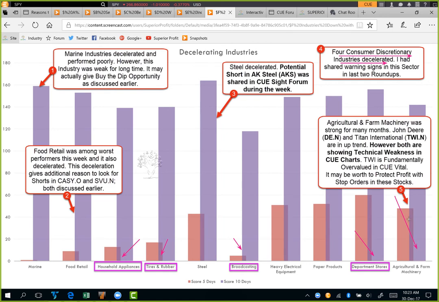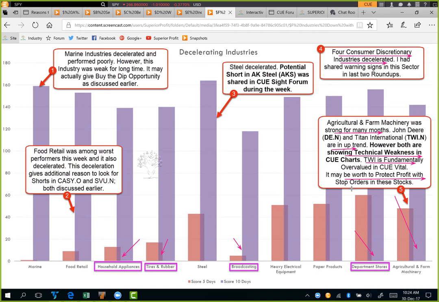Agricultural and farm machinery is an interesting industry because it was strong for many months, but now it decelerated. I saw two stocks, John Deere DE and Titan International TWI. They are both in uptrend, however, both are showing technical weakness in Q charts. TWI is also fundamentally overvalued, as I saw from QVital. Therefore, it may be worth to protect profit with stop orders at least. There is no short signal, but if you are holding long position, it may be good to be cautious.